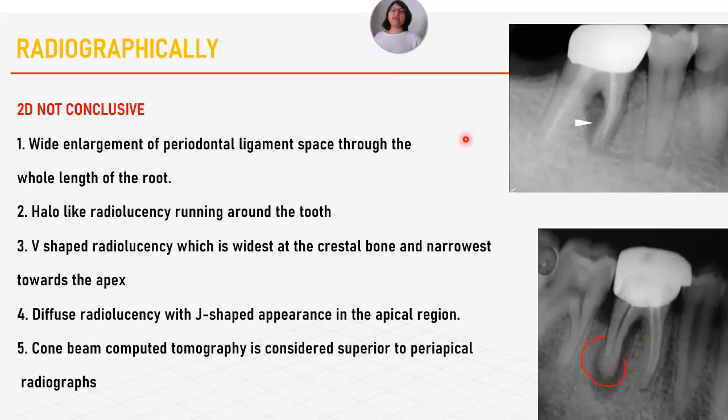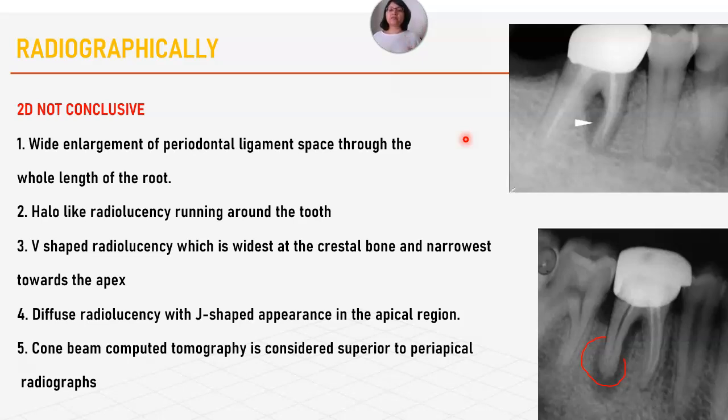But again, like I said, 2D radiographs are not very conclusive. It's not easy to direct the X-rays right in that direction to see the fracture line, but these things could be a little bit conclusive, especially the J-shaped radiolucency, or a halo line, or a V-shaped radiolucency, which can give you a little bit of a differential diagnosis that yes, maybe I'm looking at a cracked tooth.